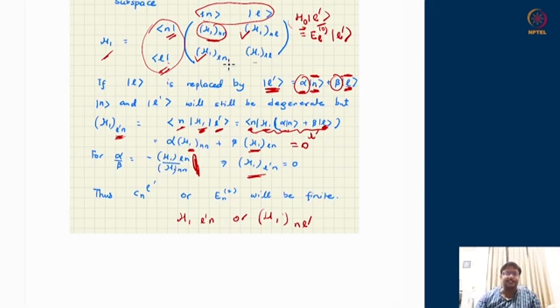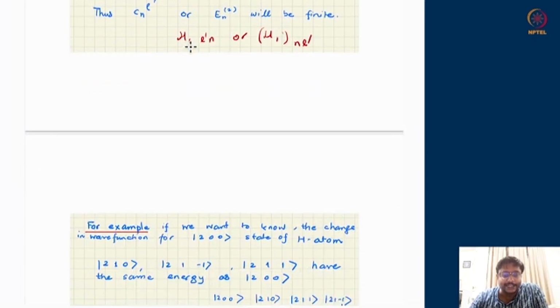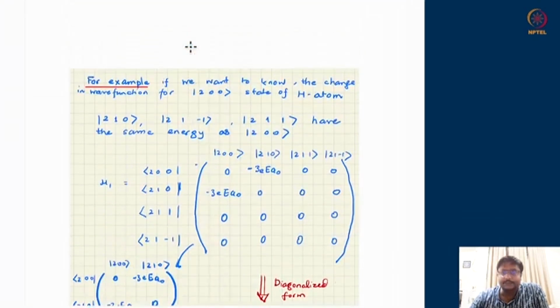Try to diagonalize it. While you try to diagonalize it, you are just linearly superposing n and L. This does not change anything corresponding to the unperturbed Hamiltonian. So the idea is, we will always write down the perturbation Hamiltonian in a diagonal degenerate basis. Okay, let us see one example to get the point.